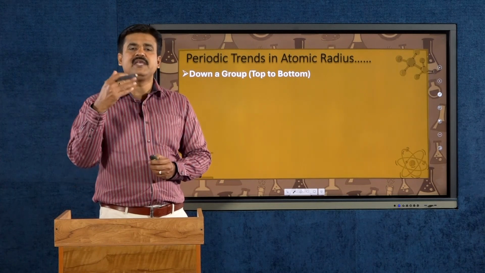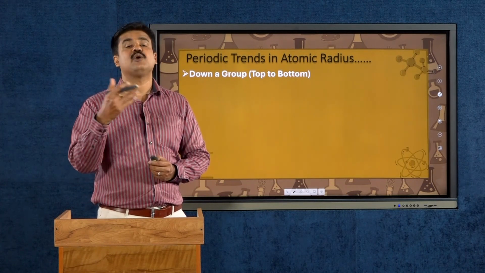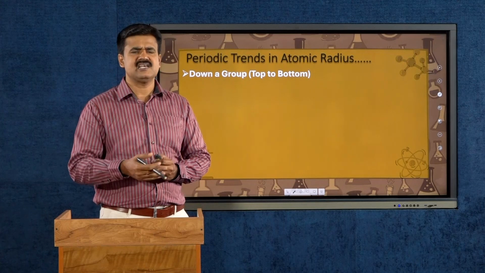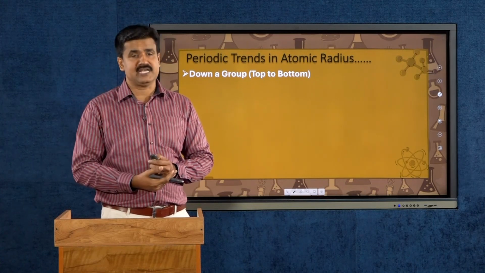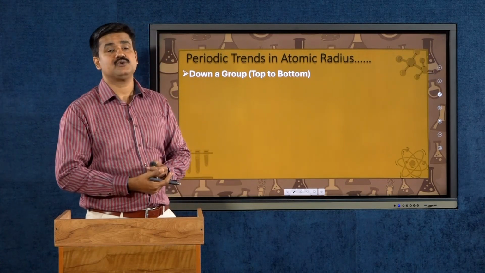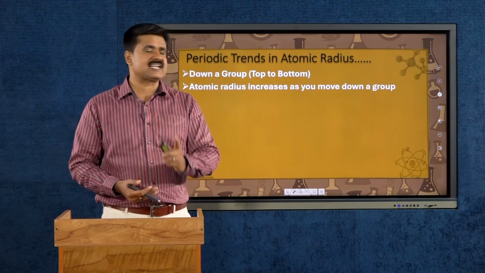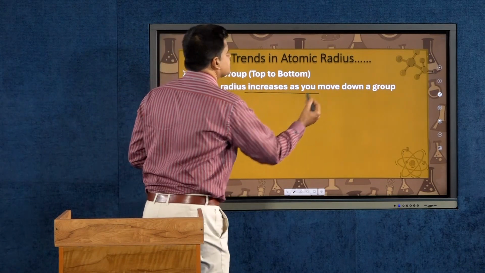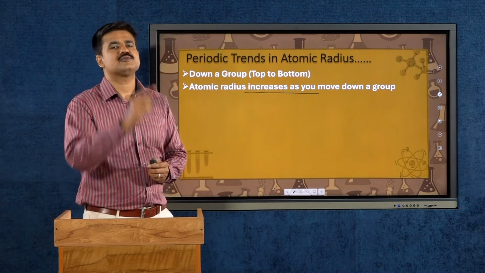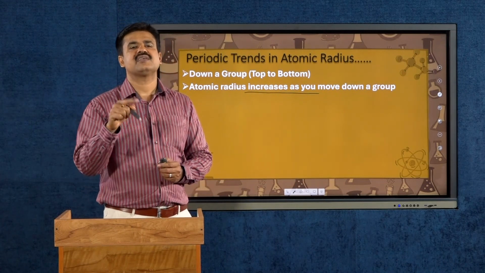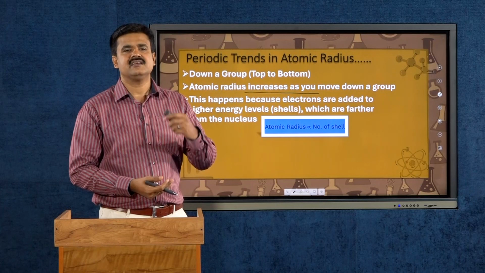Now, the periodic trend in atomic size down a group. Down a group means as we move from top to bottom in a group. Let us check what happened to atomic radius. Atomic radius increases as you move down a group. As we move from top to bottom in a group, you can see that there is an increase in size.